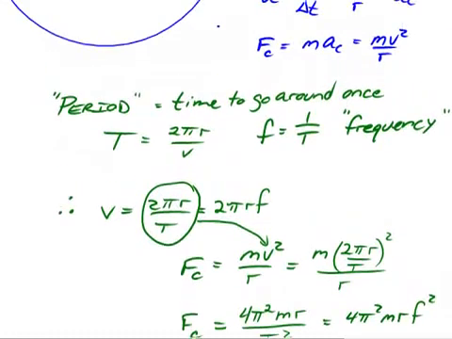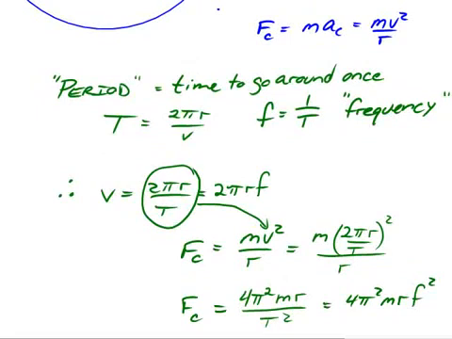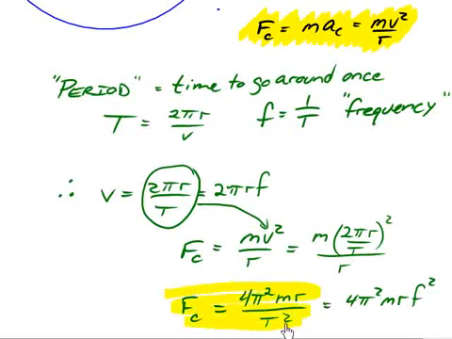So in terms of our final equations, we have the centripetal force, mv squared over r, and we also have 4 pi squared m r over T squared. And we can also write it this way.